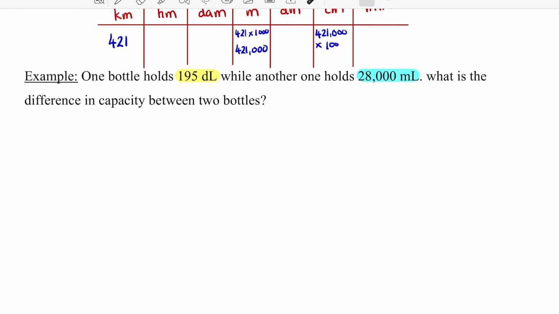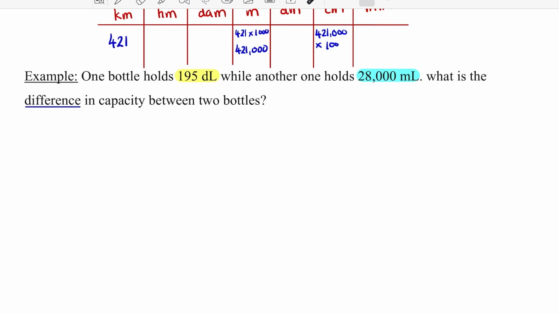So the difference means we need to subtract. We need to take the larger, subtract the smaller. However, these two numbers are in different units. So we cannot subtract, we cannot compare them yet. What we want to do first is convert them so that they have the same unit. So we either convert deciliter to milliliter or milliliter to deciliter. That's totally up to you. You can choose either one.